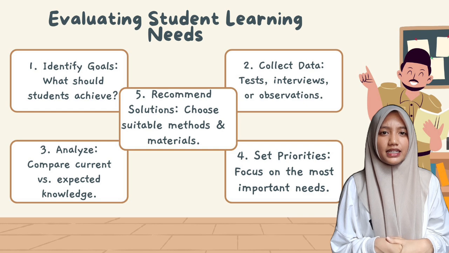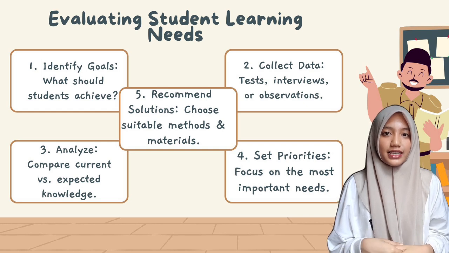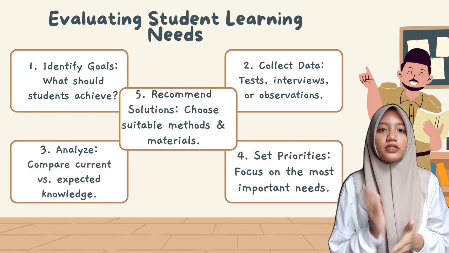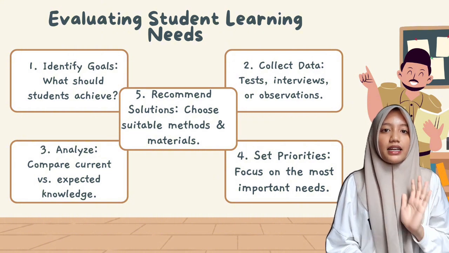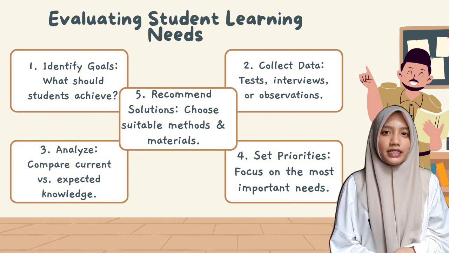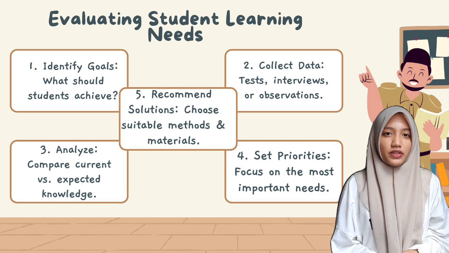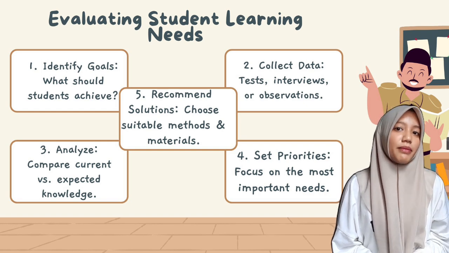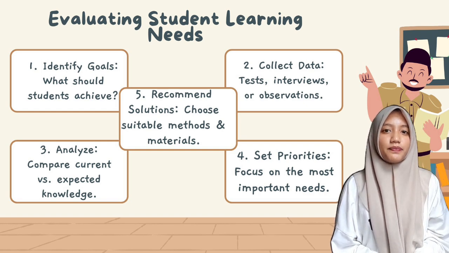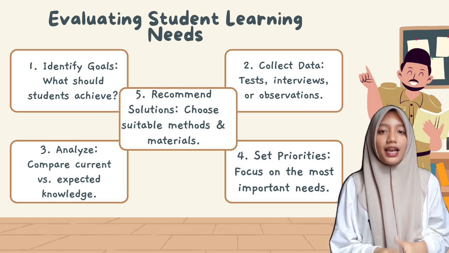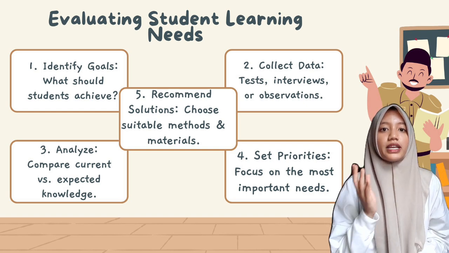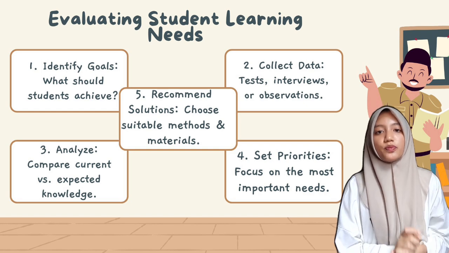And next is set priorities. Focus on the most important skills or problems. And the last is recommend solutions. Choose the best method and materials. For example, if students find it hard to speak English, the teacher might choose the communicative approach and focus more on speaking activities.